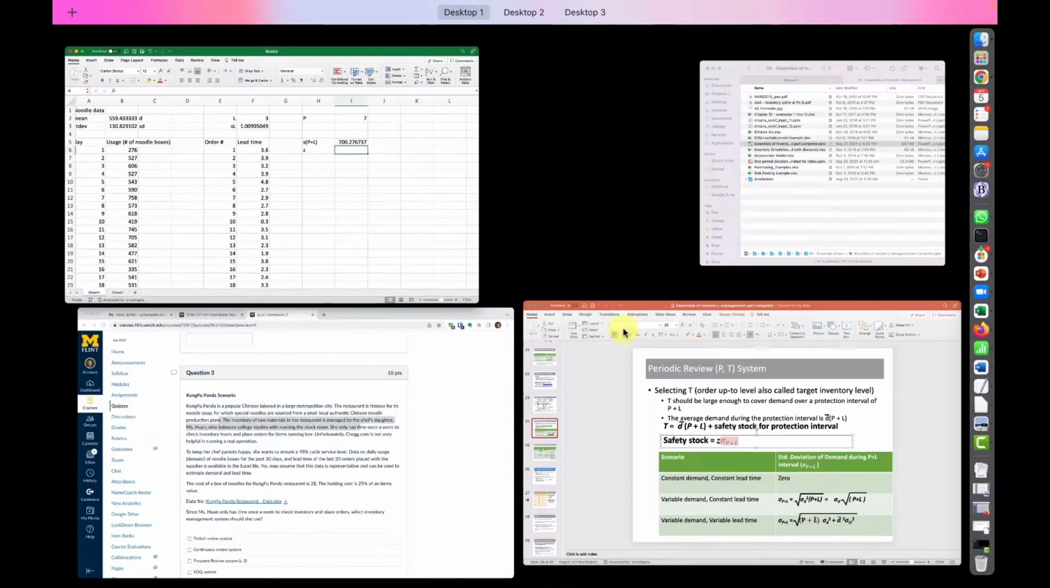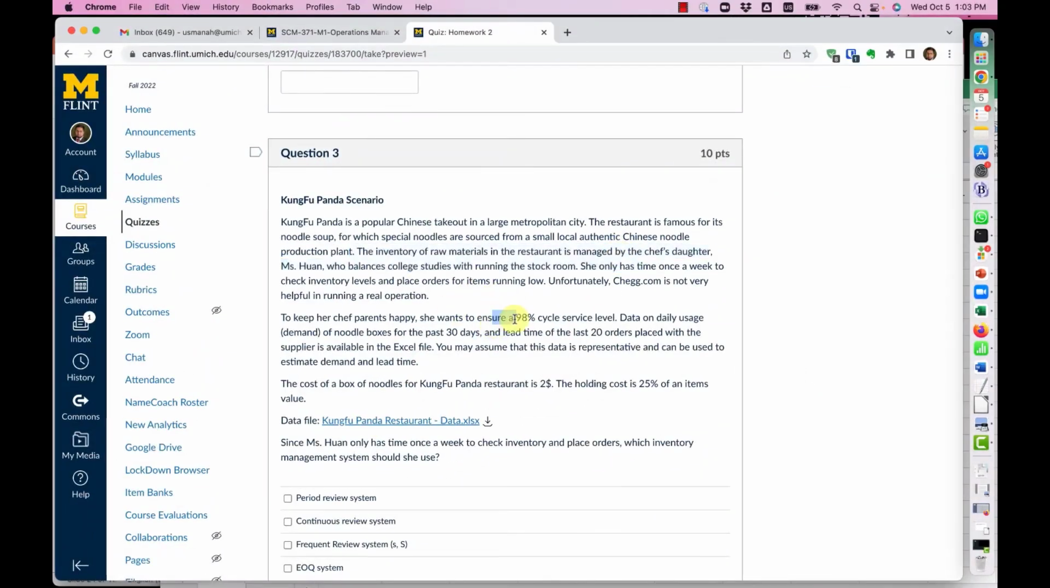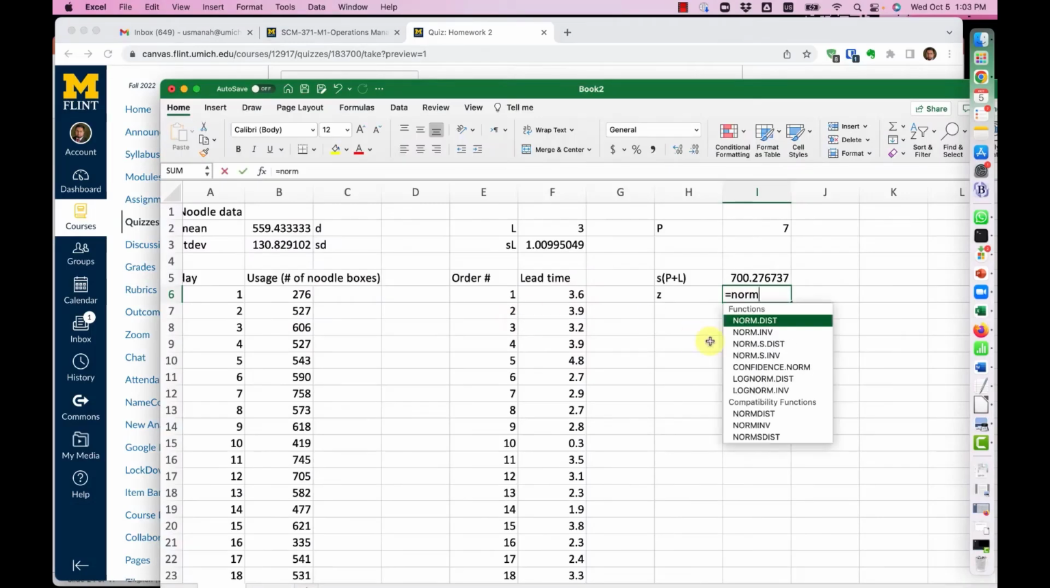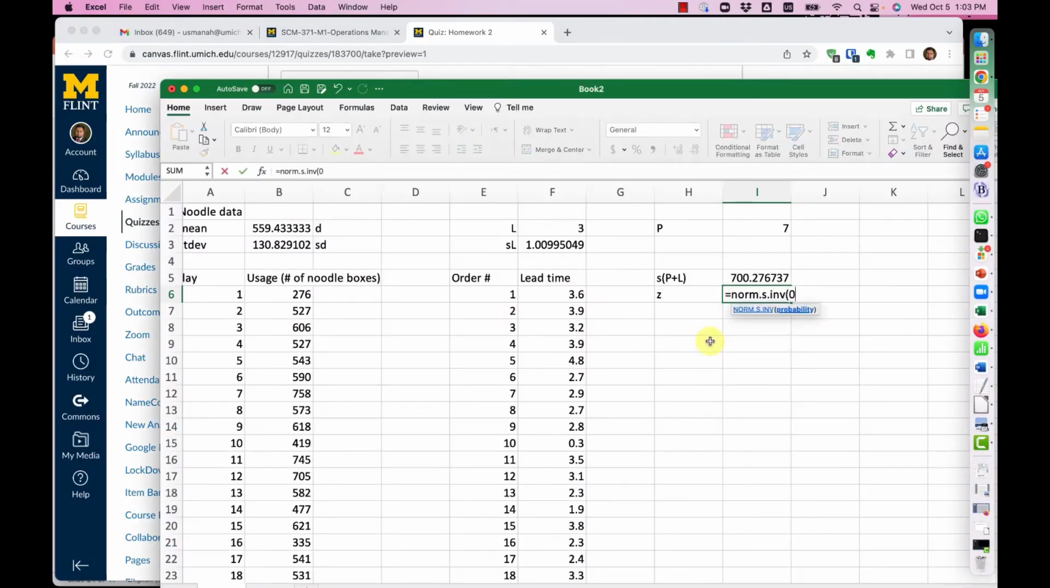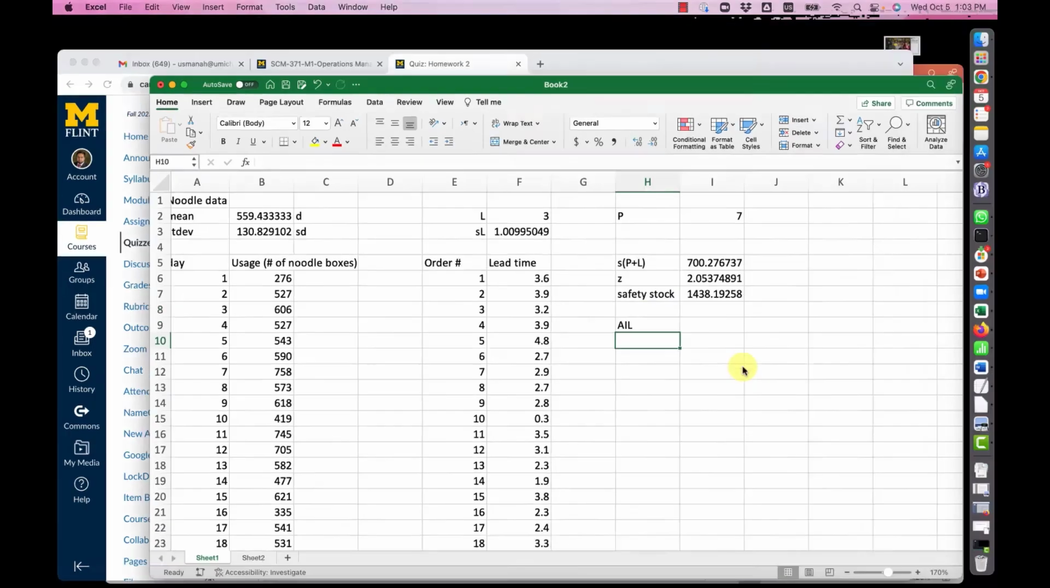So Z we need based on the cycle service level, which is 98%. So we do equals NORM.S.INV of 0.98, convert probability to a z-score. NORM.S.DIST will take a z-score and convert to a probability, and NORM.S.INV is the reverse: give it a probability like 0.98, and it will give you a z-score. So that's 2.055. So then safety stock is simply the z-score times sigma P plus L, which is right here. Okay, we're going to need the average inventory level as well.